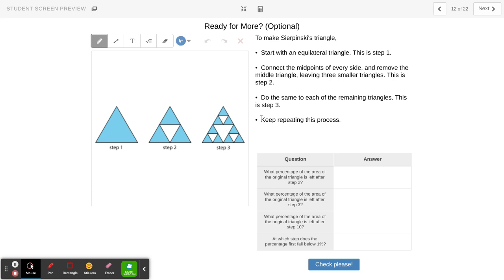All right. So here's what they're asking us. They're wanting to know what percentage of the area of the original triangle is left after step two. So we have to figure out if this is 100%, right? What percentage of the triangle or blue part is left? Okay. See if you can figure out how you would reason through that.